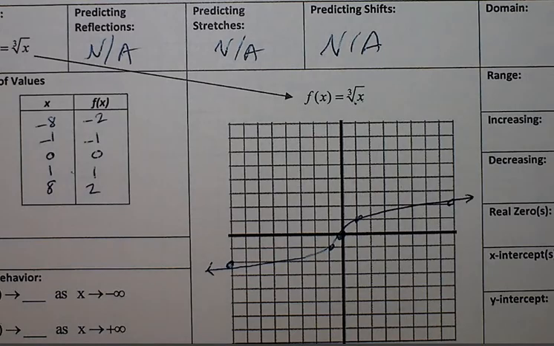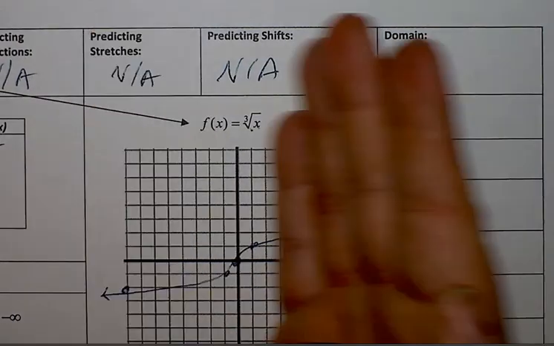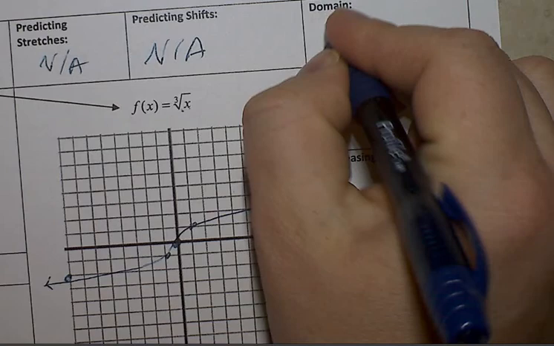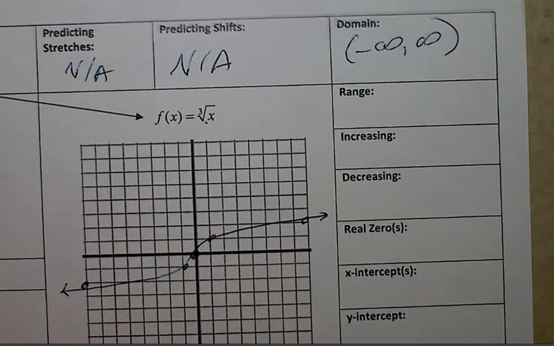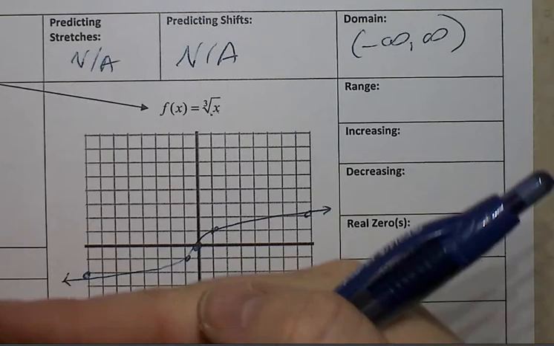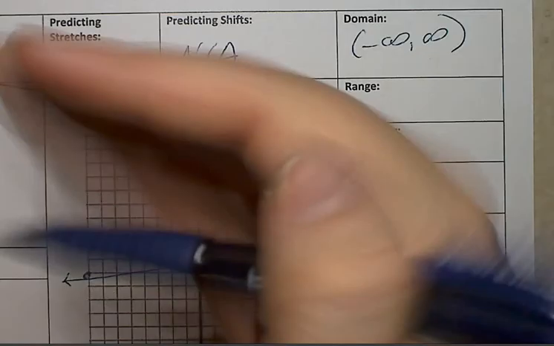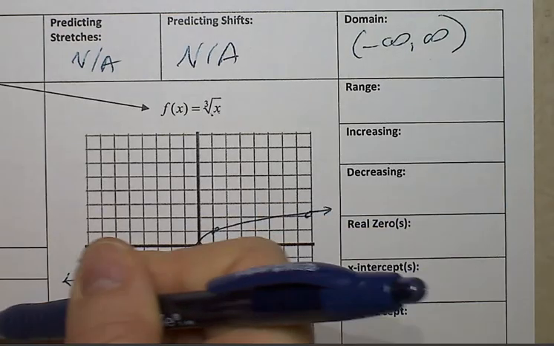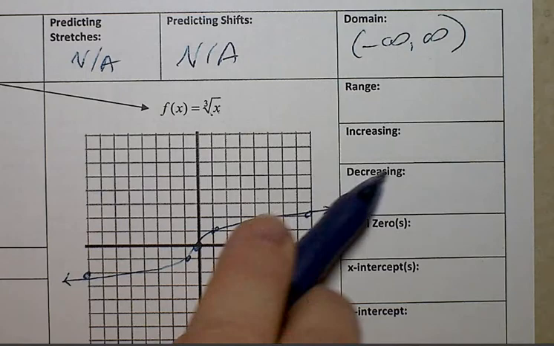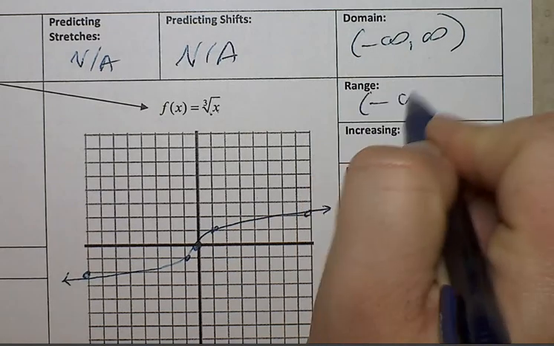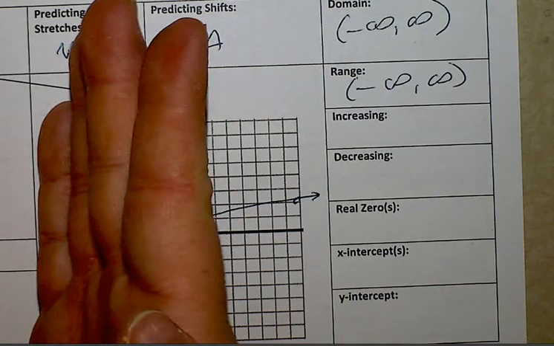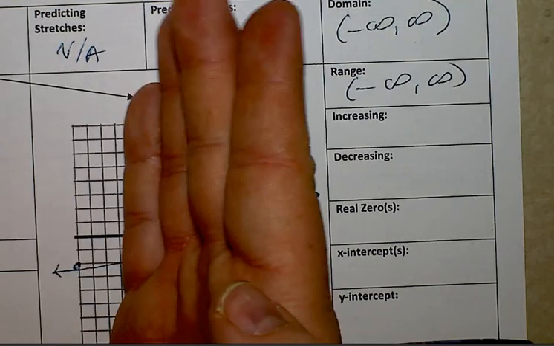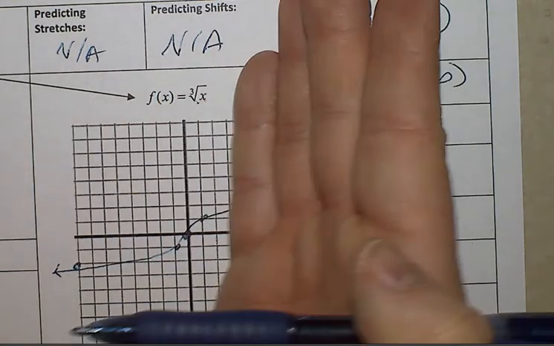The domain. Domain runs from left to right, so it goes from -infinity to +infinity. The range comes from the bottom to the top. Range runs from -infinity. This continues to go downward at a slower rate, and it continues to go upward at a slower rate. Always judge increase and decrease from left to right. So what's happening right now? It's increasing the whole way from left to right.